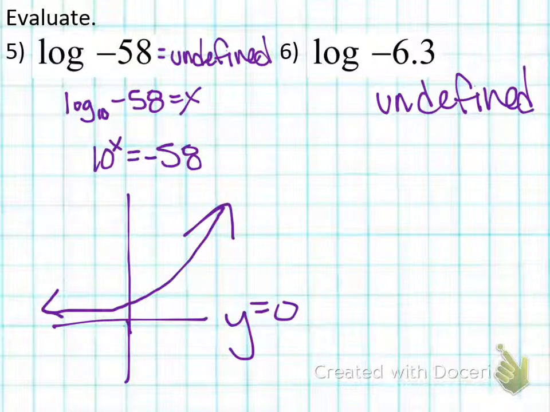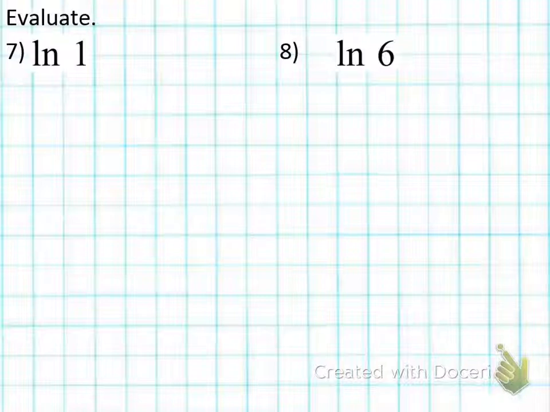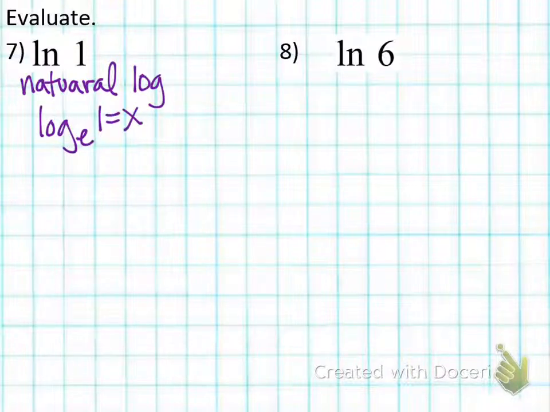All right, and now moving on, here are some examples with ln. Remember that ln is our natural log. This is the same as log base e. Okay, so trying to figure out what this is equal to, I can set it equal to x and then convert it to an exponential equation. Okay, so I'm thinking, okay, e to what power equals 1? e, remember, is about 2.7, so this is almost like saying 3. It's close to 3, right?